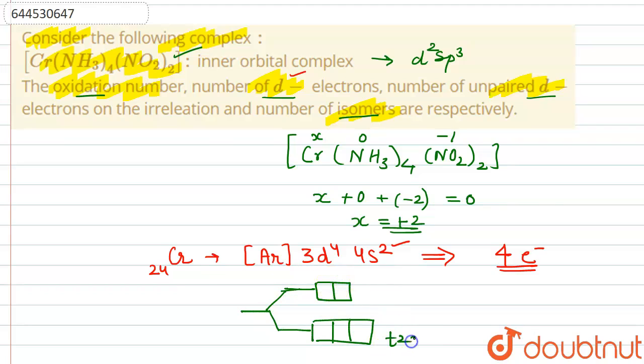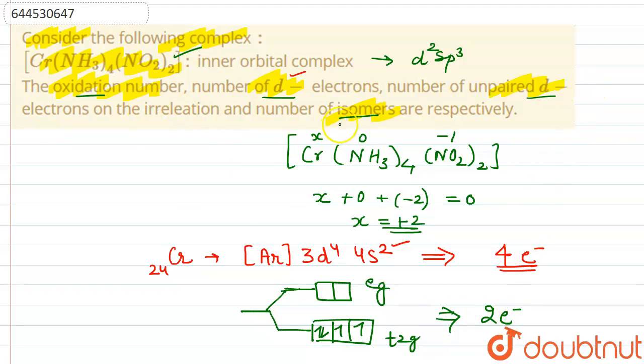that is this t2g level and this is eg level. Okay, so now on filling these 4 electrons in the d orbitals, as this is a strong field ligand, it will support pairing. So 1 will be paired and we are left with 2. Okay, so the number of unpaired electrons we have is 2.